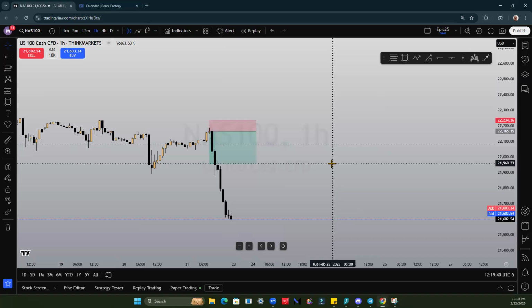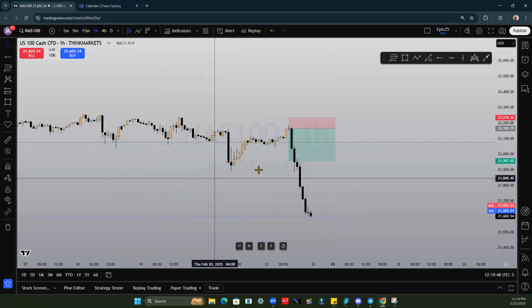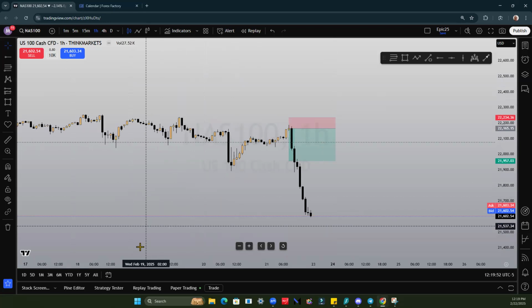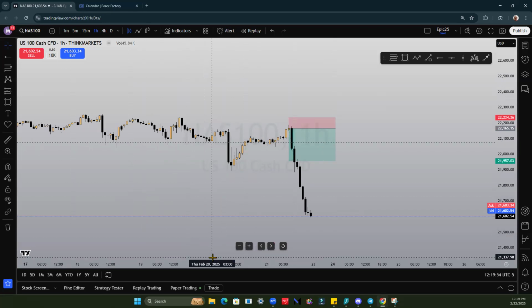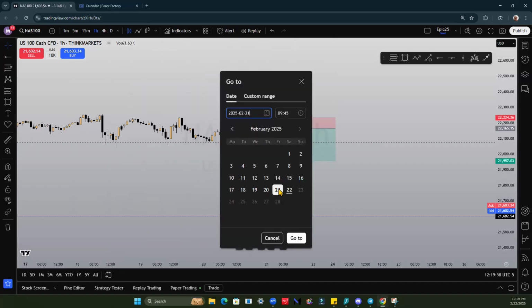Now, my other strategy, you do the same thing at 9:30 every single day with NAS 100, because at 9:30 every single day there is a spike, whether an upside, let's do Wednesday, Thursday the 20th at 9:30, and I'm going to show you what the spike looks like.